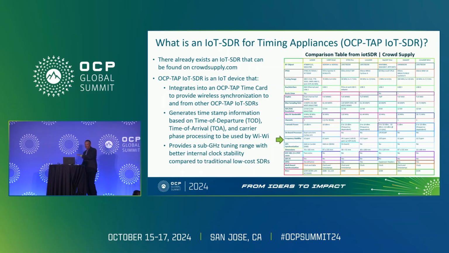So I wanted to show this chart. It is an eye chart, but it's mainly for you to look at this presentation afterwards and see all the varying types of IoT SDRs that are out there. There is an IoT SDR that actually exists on the web from Crowd Supply, and they have the various specs.